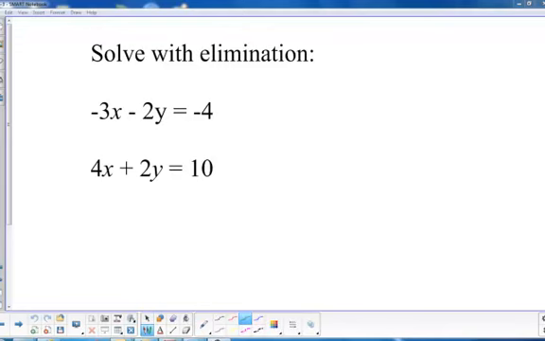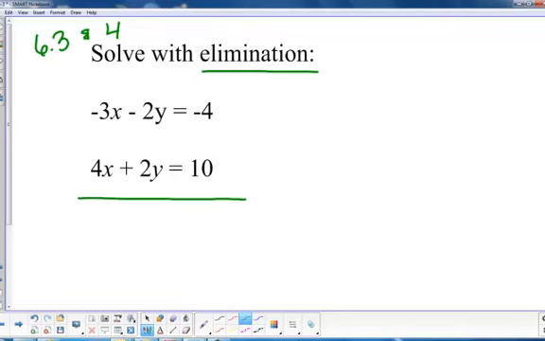Alright, tonight we're going to be doing Chapter 6, Section 3 and 4, which is on solving with elimination and then special solutions. So elimination is a little bit different than substitution because, as you can see, neither of these equations has a letter that is alone that you can easily solve for. So instead, we're going to line them up and we're going to eliminate one letter.